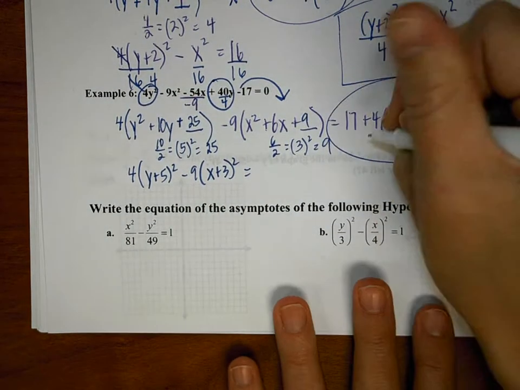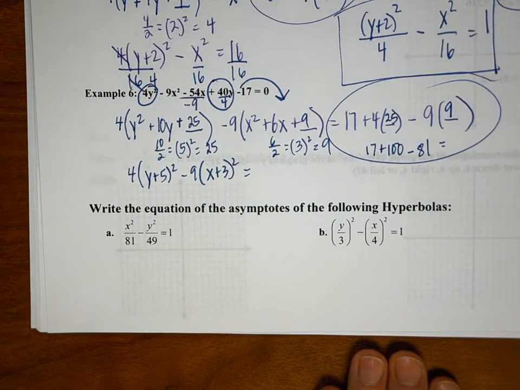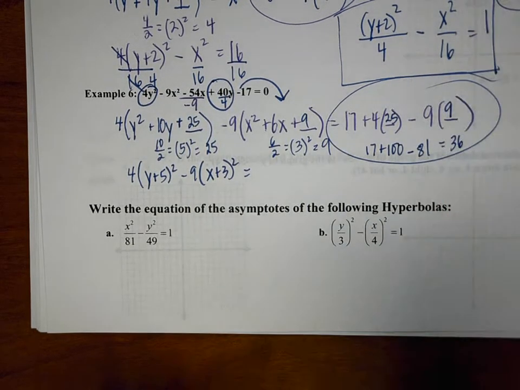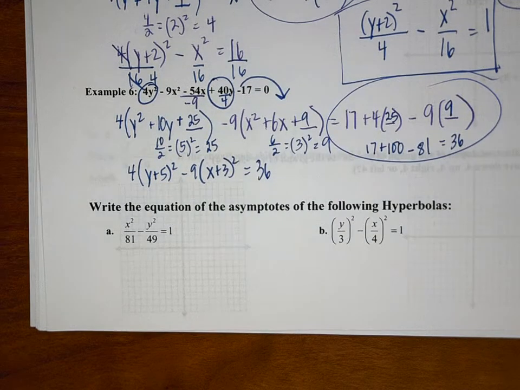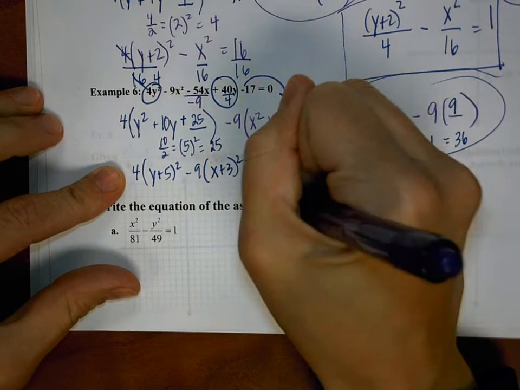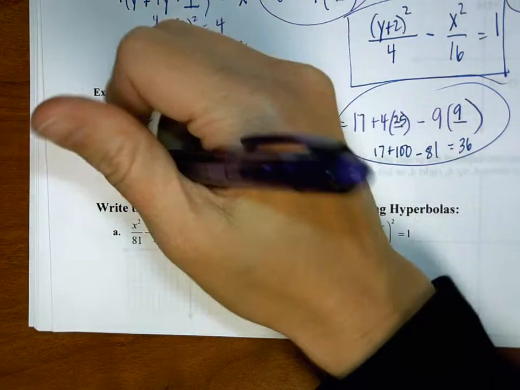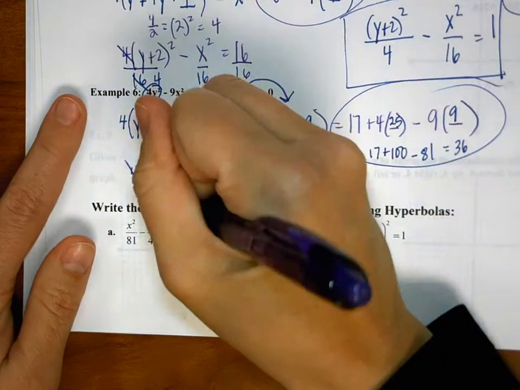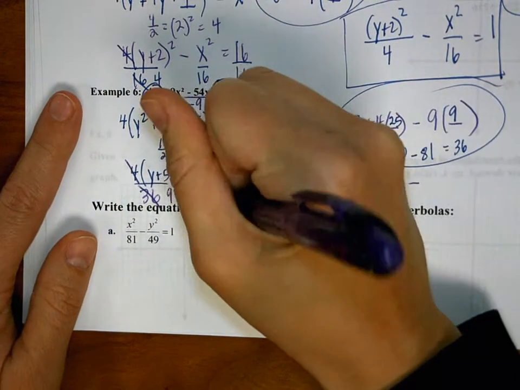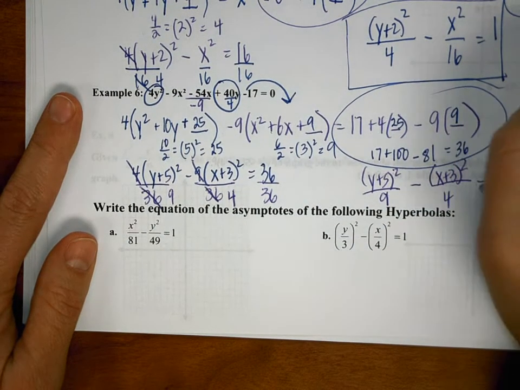So I have 17 plus 100 minus 81. And when you simplify that, it equals 36. Okay? And this is our standard form, but we really want a descriptive form. And what do I do to finish that up? Divide every term by 36. And so on this one, we have 4 over 36. So that reduces to 9 in the denominator. So I have y plus 5 squared over 9. Minus, 9 goes into 36 4 times. Good. So I have x plus 3 squared over 4. And then it equals 1.